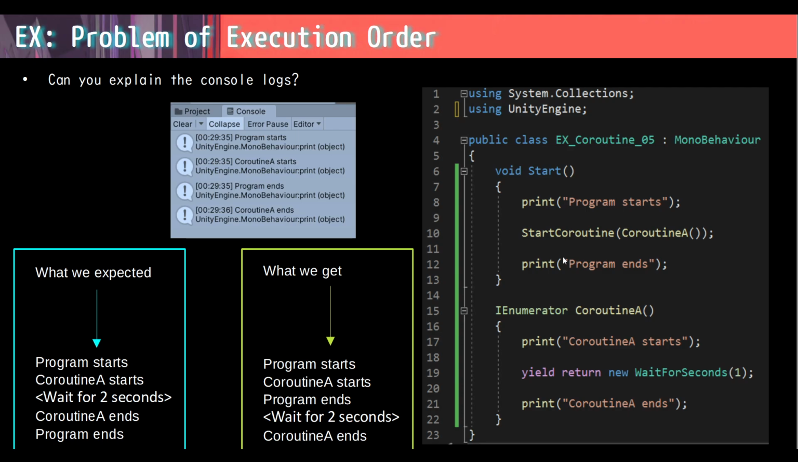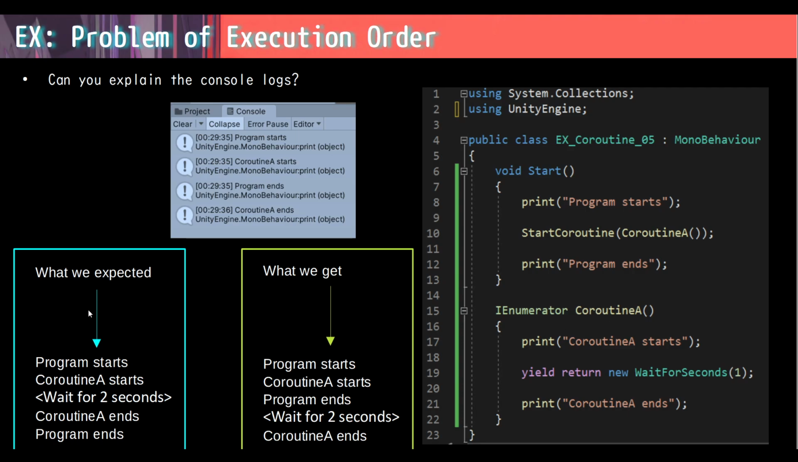And in order to log some message about the status of the coroutine, we put a "coroutine A starts" over here and we put a "coroutine A ends" over here. Okay, Mr. Fu, that is my solution. Any problem? Yeah, that is a huge problem.